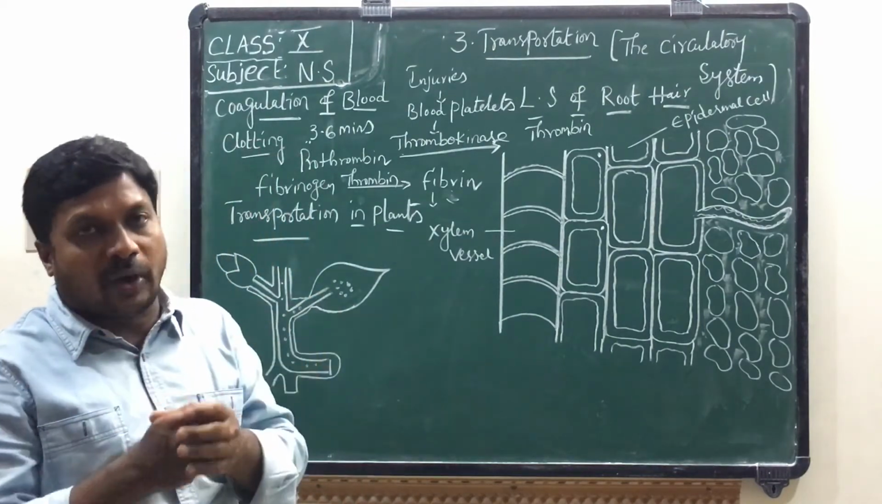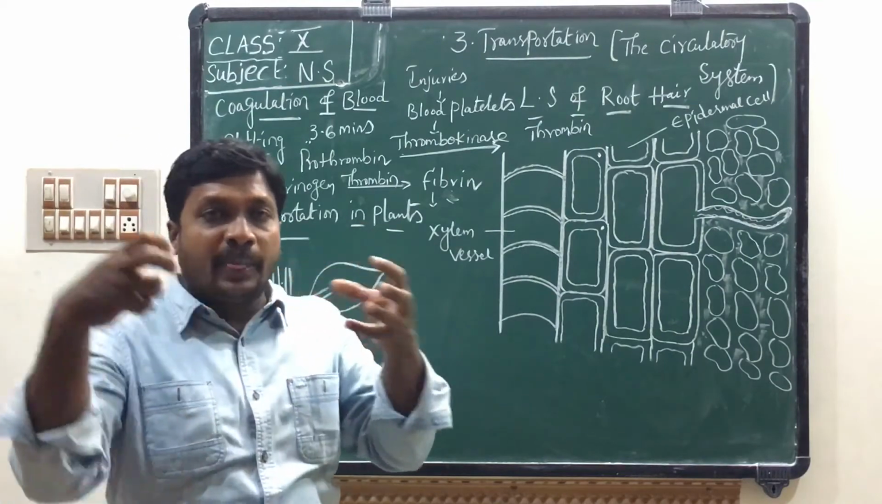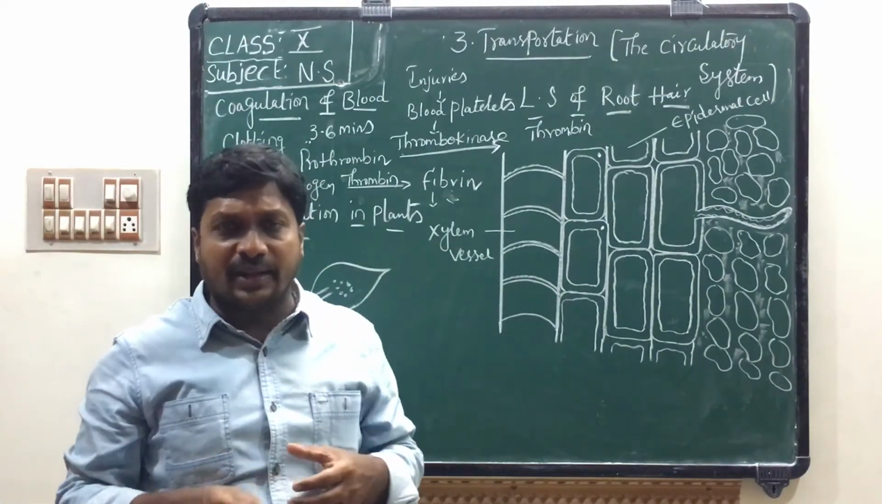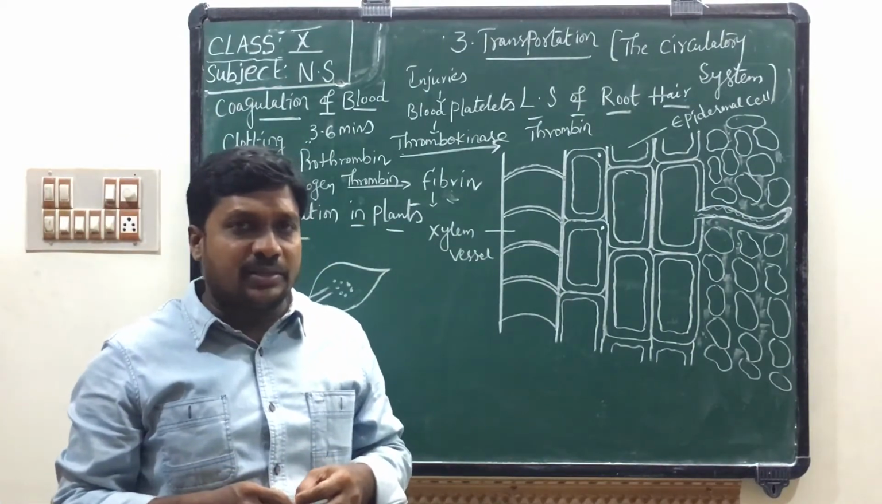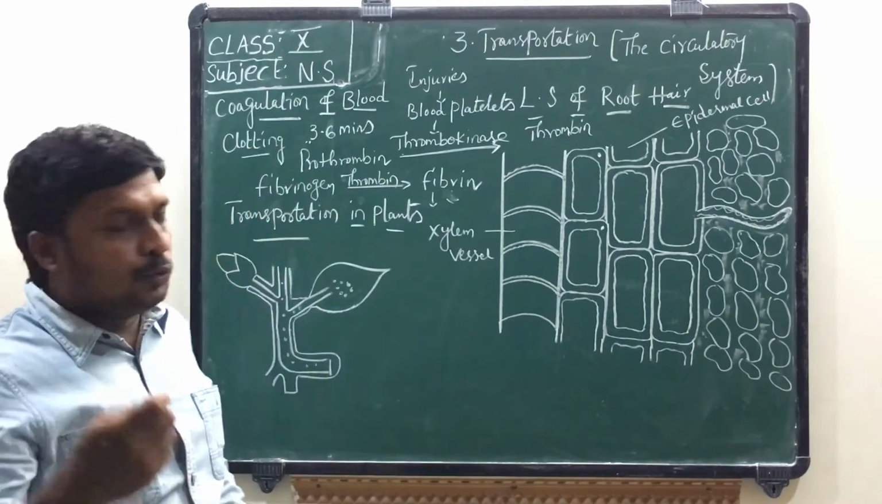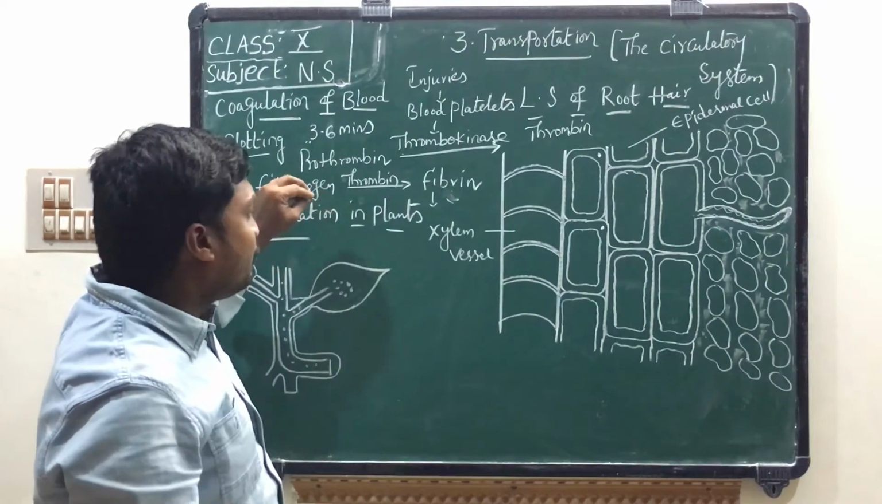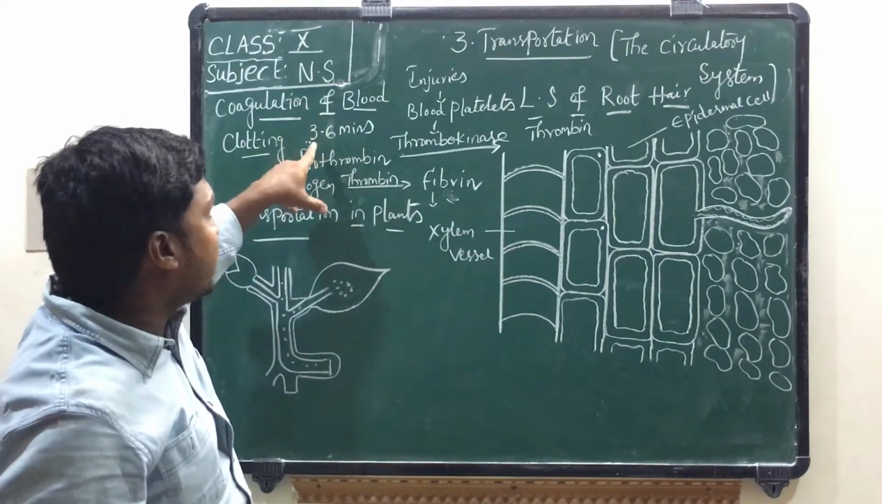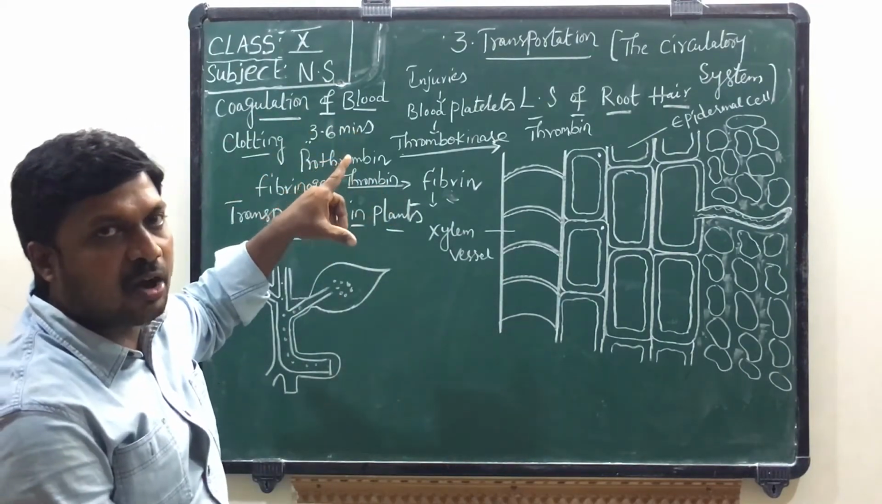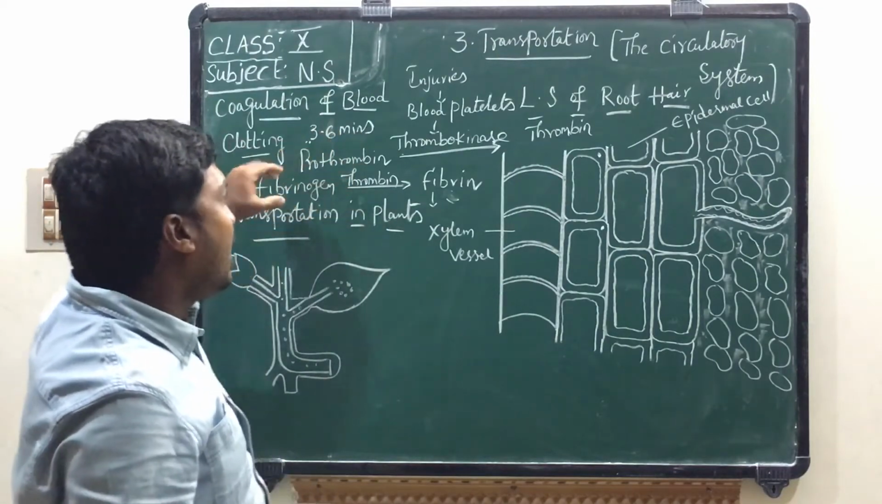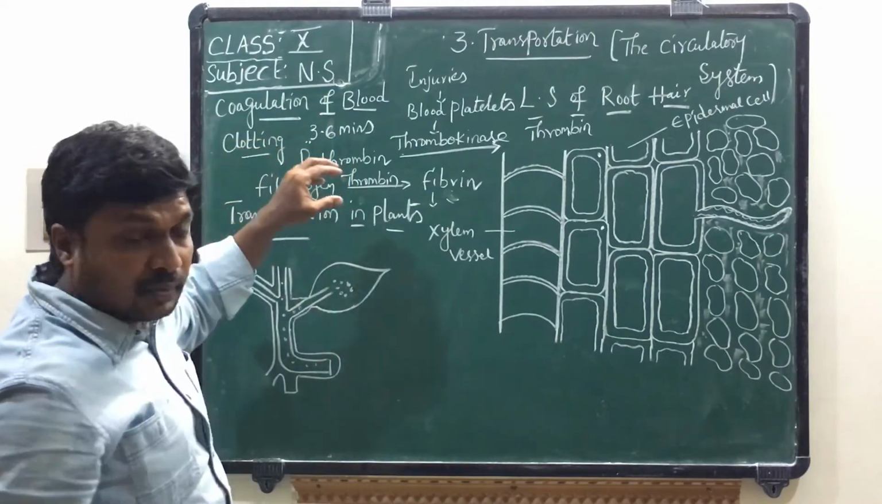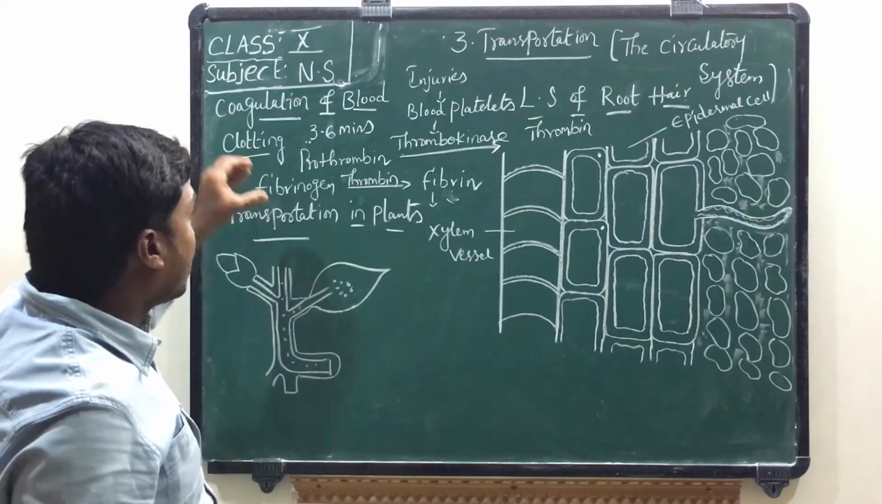These insoluble fibers pull the wounded edges together, and this is helpful for wound healing. So this is the way which is helpful for blood clotting. This process takes place within 3 to 6 minutes after injury. Once again, I repeat the flow chart which shows blood clotting.